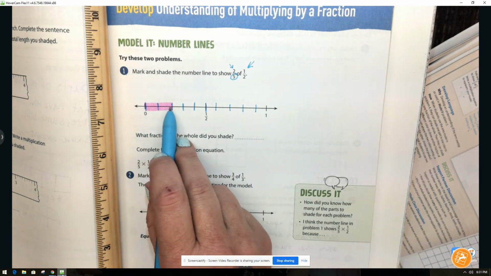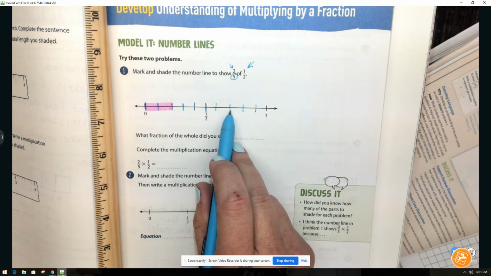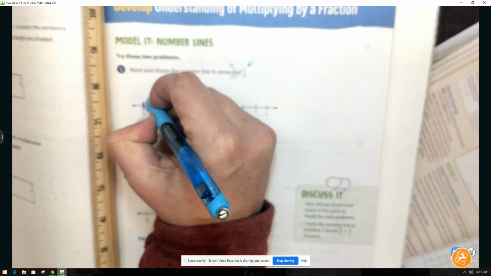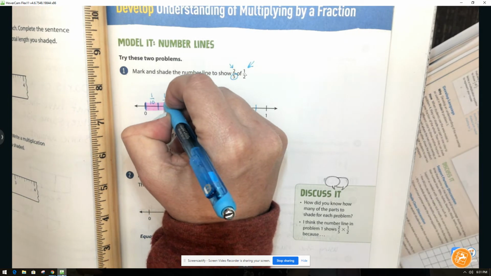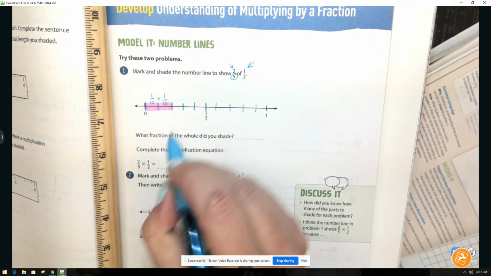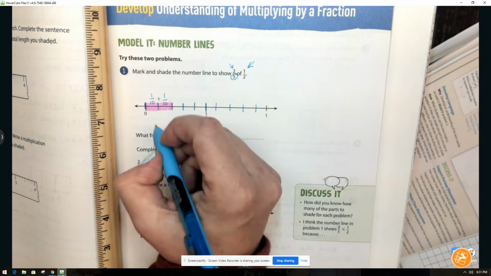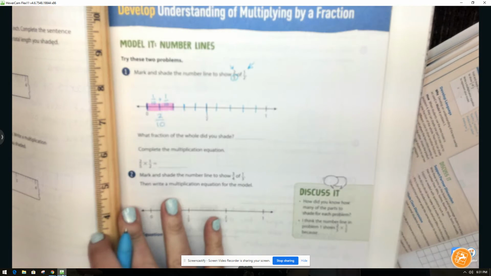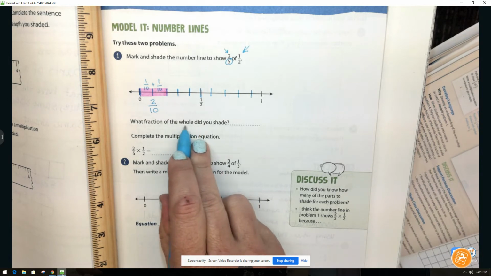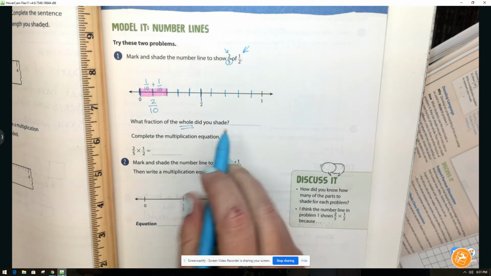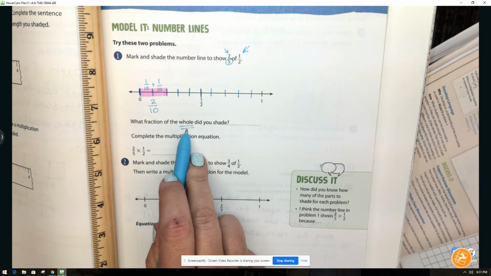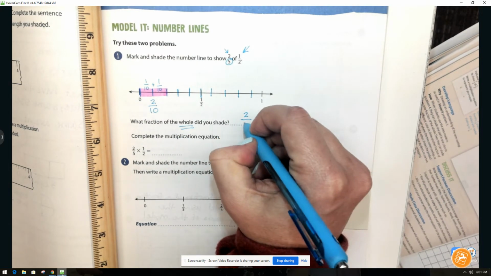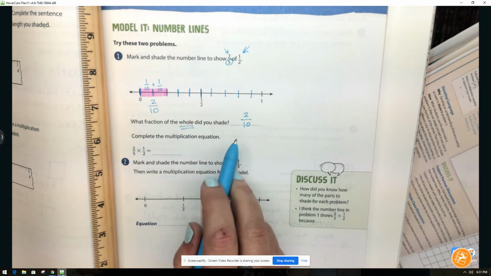Let's count. 1, 2, 3, 4, 5, 6, 7, 8, 9, 10 parts. So this is 1/10. This is 1/10. So this whole shaded section is 2/10. So what fraction of the whole, not what fraction of a half, but what fraction of the whole did you shade? We shaded in 2/10.